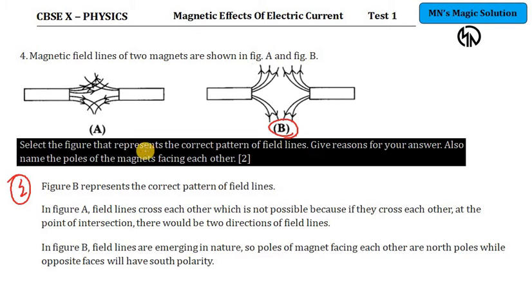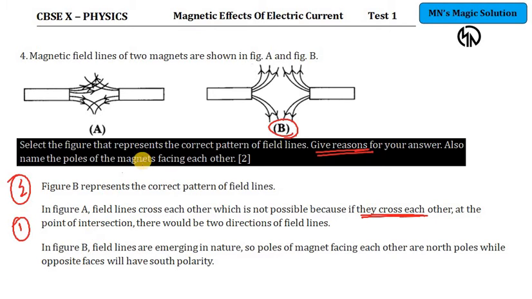Second part of the question, give reason for your answer. Why did you select that this is the correct answer? Because none of the field lines intersect, that is why. The field lines do not cross each other, and if they did cross, then at the point of intersection the compass needle would have to show 2 directions, which we have seen in an explanation. You can just give this explanation. So this part of the question carries 1 mark.